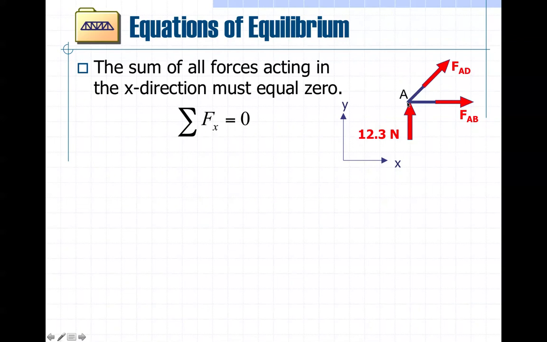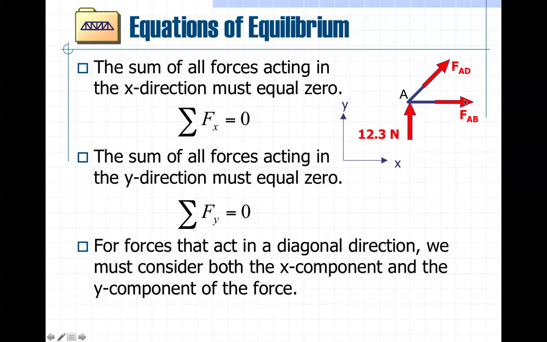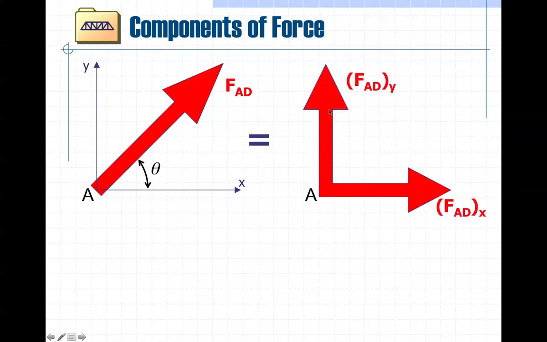So I can find the summation of horizontal forces and vertical forces. I can use these equations to find these unknowns here, two equations, two unknowns. So I need to break AD into X and Y components. Okay. And I'll do that on this next slide here. Wow, big arrow. So this theta is the angle, and I can use that.